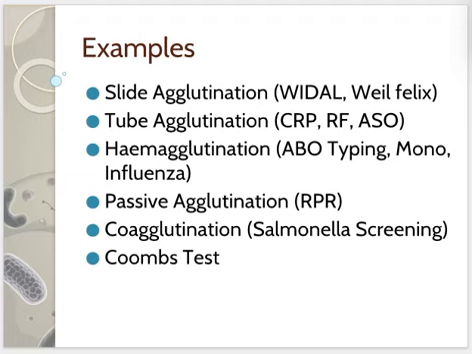Examples of agglutination tests include slide agglutination, like the Widal test, tube agglutination, such as CRP and RF tests, hemagglutination used in blood typing, passive agglutination like RPR, co-agglutination for salmonella screening, and the Coombs test. Each serves specific purposes in detecting antibodies or antigens in clinical samples.